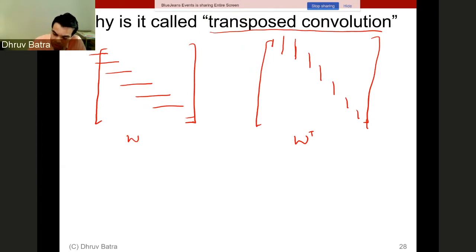Now, we were doing y equals W times x. Now think about what W transpose times x does in our case. If you have x being multiplied here, you have x1 here, x2 here, and so on.